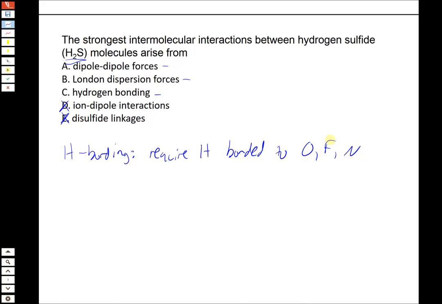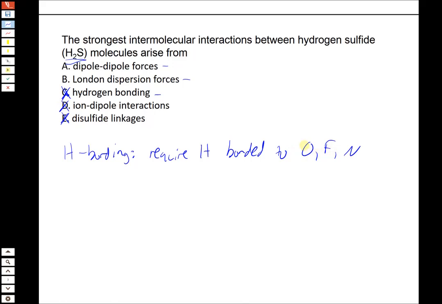Now again, that bond itself is not the hydrogen bond, but when you have hydrogen bonded to one of these elements, then you would have hydrogen bonding between the molecules of that compound. So we can eliminate choice C also, because choice C is again only going to exist in these specific cases.